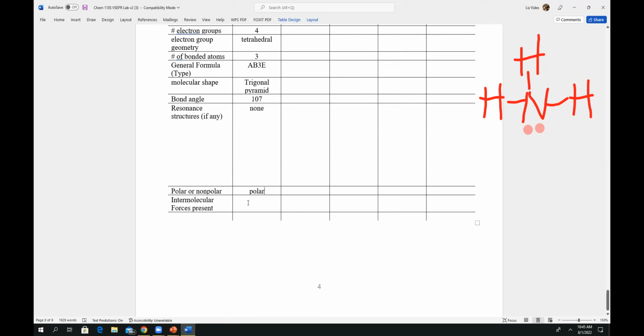What intermolecular forces do we have? Well, we have London dispersion always, because that's always there. Dipole-dipole. We have hydrogen bonding also. Why do we have hydrogen bonding? Remember at the beginning, I showed you that it had to be bonded to either nitrogen, which it is, right? Oxygen, like in water, or fluorine. And this one is bonded to nitrogen. So yes, we have hydrogen bonding.